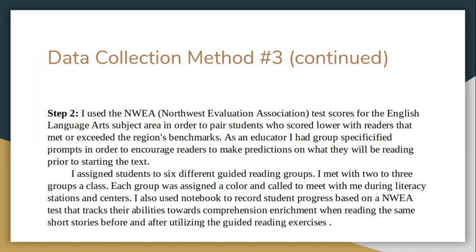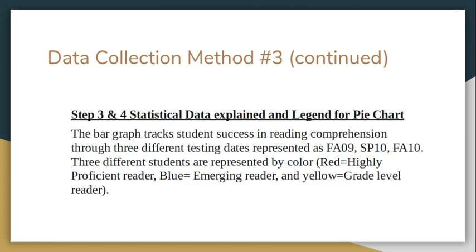So I assigned students to 6 different guided reading groups, and met with 2 to 3 different groups of the class. Each group was assigned a color and met with me for literacy stations. I recorded the progress based on the NWEA test scores to track their abilities toward comprehension and enrichment through these exercises. Step 3 and 4, statistical data explained in the legend for the pie chart.